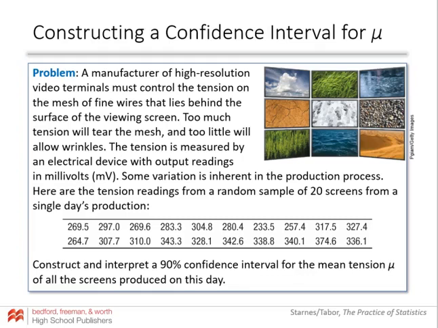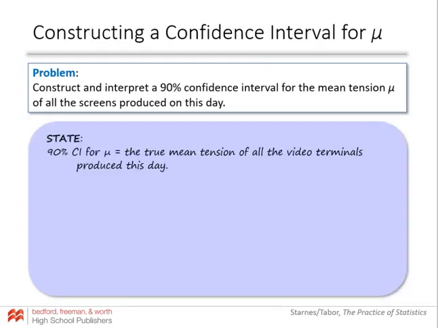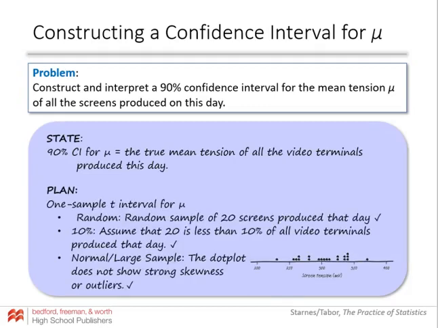Okay, so now we're going to look at an example where we just have some data. You can pause and read that. Same kind of process: we're going to state the interval and parameter. And then for our plan part, we're going to check conditions.